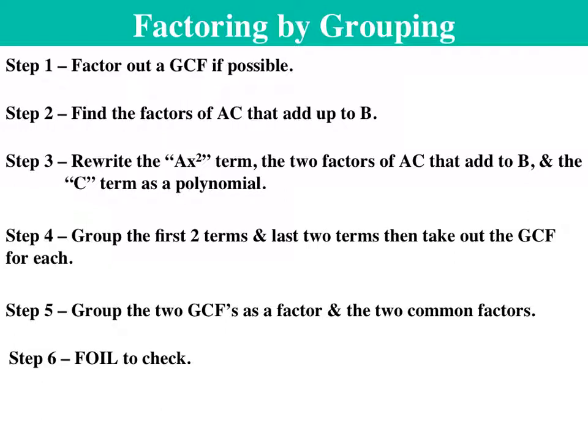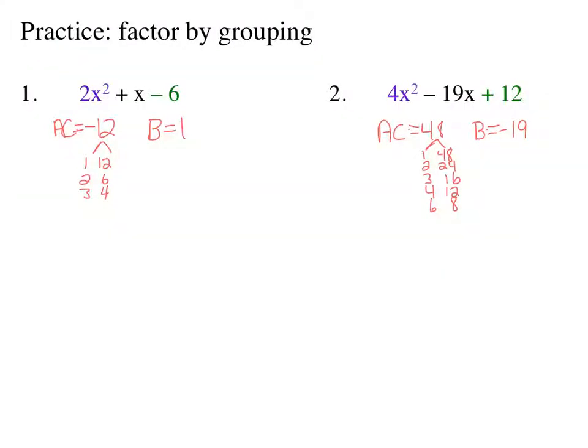So these were the steps for factoring by grouping. Again, if you want to see it first, and then if you like grouping, you can write these down. You're going to look for a GCF, find the factors of AC that add up to B. That doesn't change. Then you write the AX squared term and the C term, just like you would have done before. But then when you find those terms that are going to give you B, they go in between your AX squared and C term, and then you group and you factor out GCFs, and then you write your factors. It's very similar to box method, so just take a look at this, and if you like it, this can be your method.